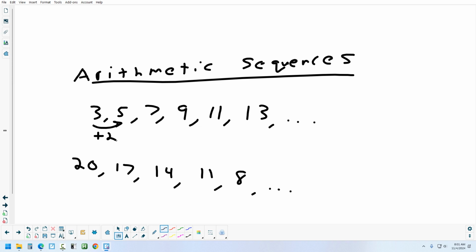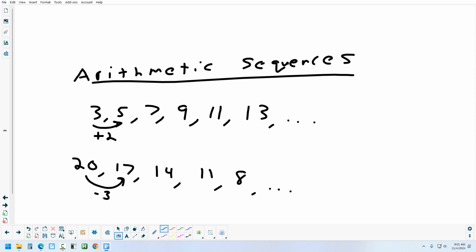Okay. How about in the bottom one? Does anyone see what I'm doing there each time? Yeah, going down by 3. 17 minus 3 is 14, minus 3 is 11, minus 3 is 8. Perfect. That's another type of sequence that's arithmetic. To be arithmetic, you have to add or subtract each time. Okay? And that's what we did last week.